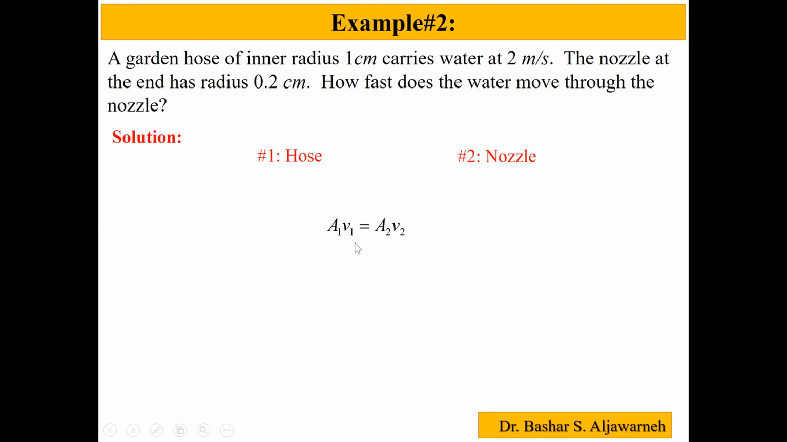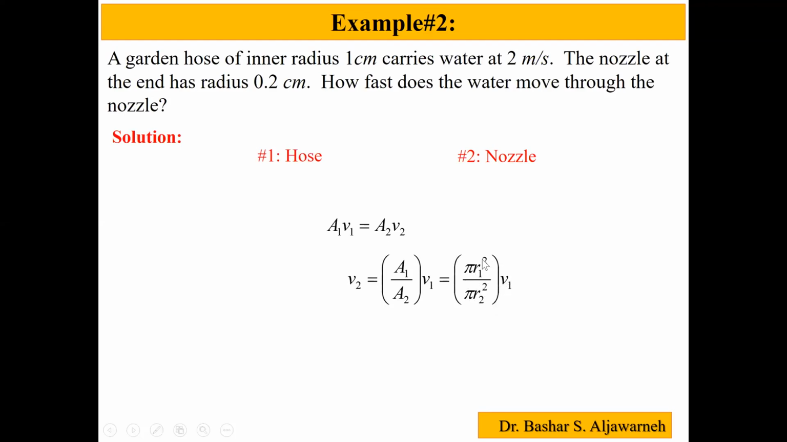We need to solve this equation in order to calculate the second velocity, V2, the velocity through the nozzle. So from here, V2 equals A1 divided by A2 times V1. But be careful, we are talking about a tube, and the cross-sectional area for the tube is πr squared. So from here, V2 equals πr1 squared divided by πr2 squared times V1.